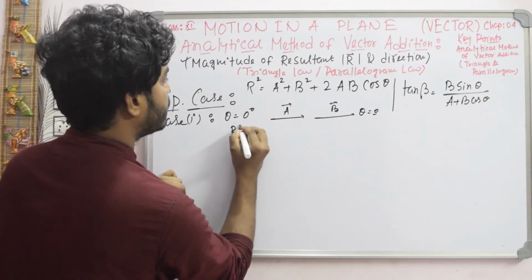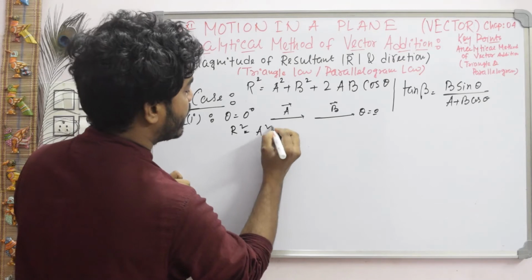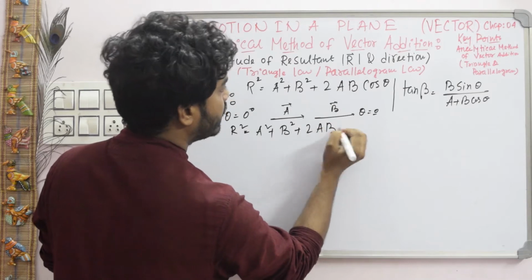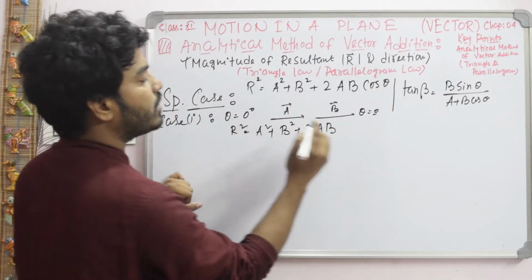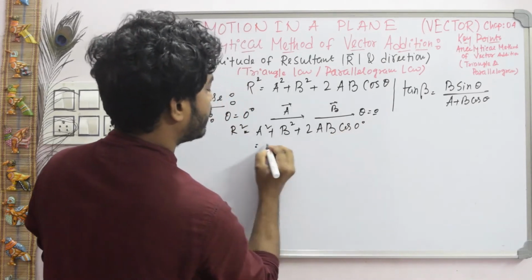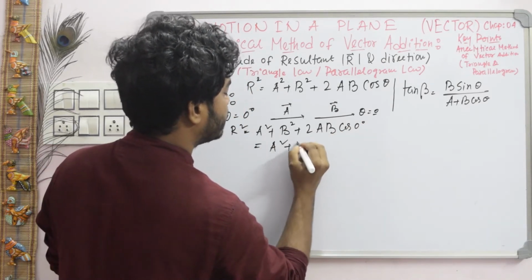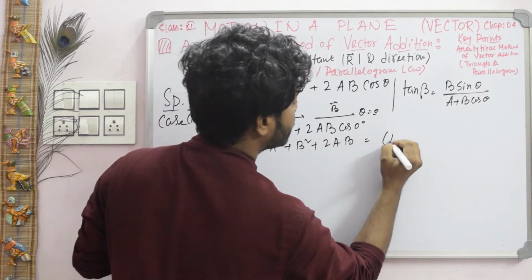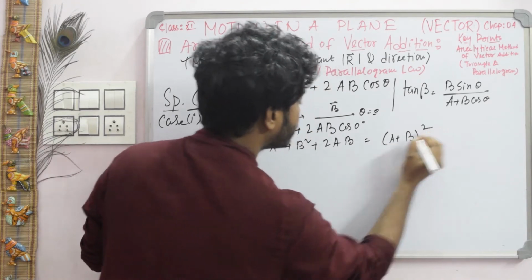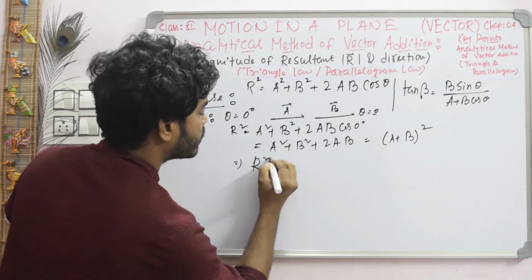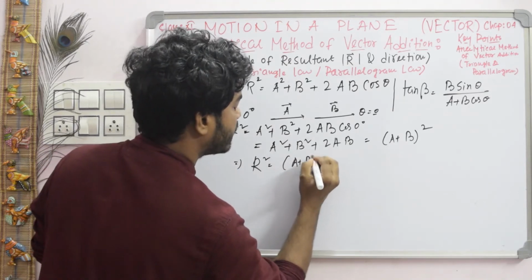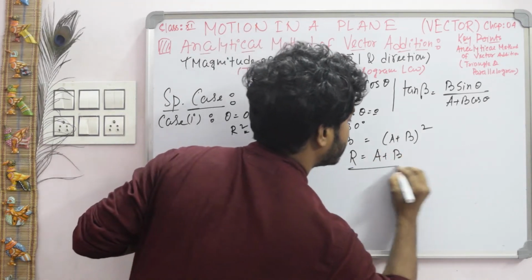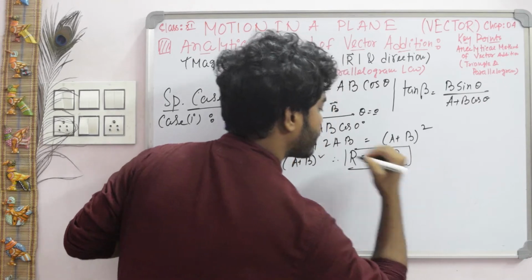So R square is equal to A square plus B square plus 2AB cos theta, and you know the value of theta, theta is equal to 0 degree, that is cos 0. So this gives A square plus B square plus 2AB cos 0, which is 1. So this result gives A plus B the whole square. Therefore R square is equal to A plus B the whole square, so you can say R is equal to A plus B. This is the condition according to our first case.